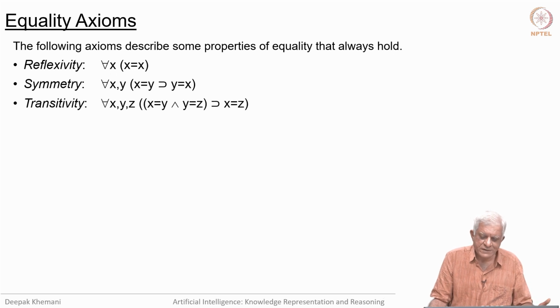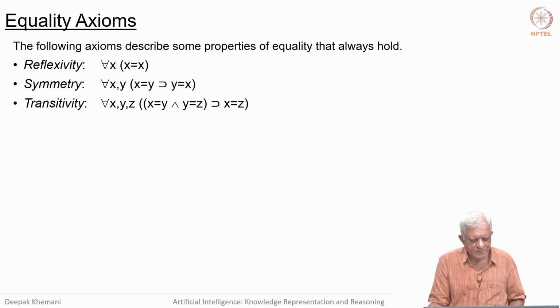And transitivity. Many relations are transitive, but we must explicitly state that for equality. Equality is also transitive, and what it says is that if x is equal to y and y is equal to z, then x must be equal to z.